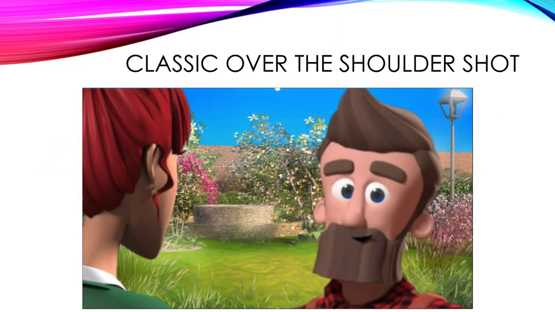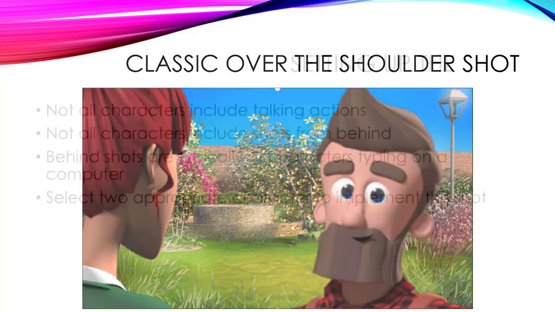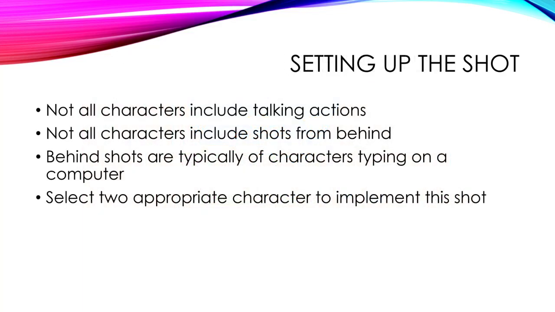Here's a still frame of an over-the-shoulder shot. We're looking over the shoulder of the teacher 3D character at the Tom 3D character. This adds interest because you can see the listener, but you're actually focusing in on the speaker. And then as the dialogue changes, you go over Tom's shoulder and look at the teacher. Now let's look at the requirements for setting up an over-the-shoulder shot.